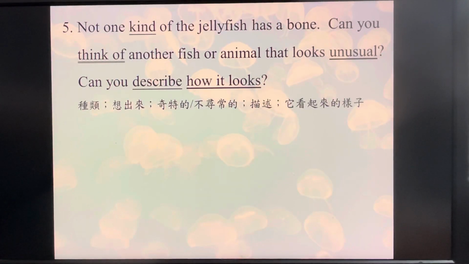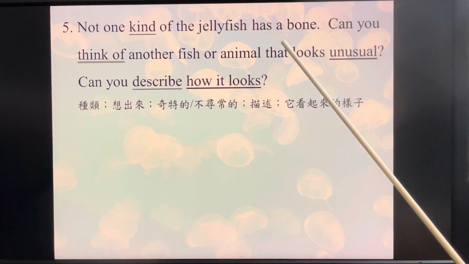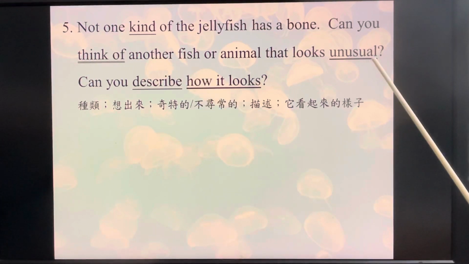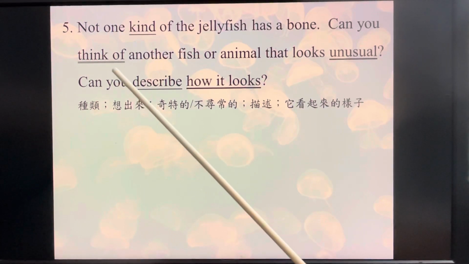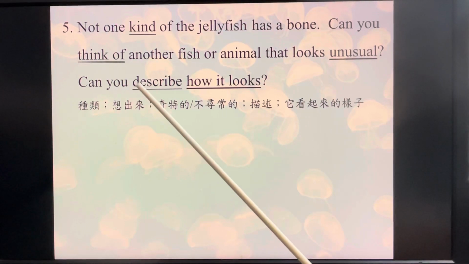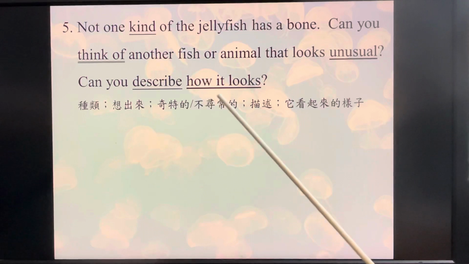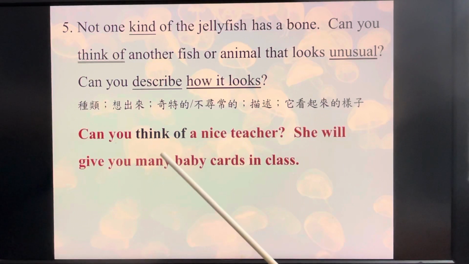Sentence number 5. Not one kind of jellyfish has a bone. Can you think of another fish or animal that looks unusual? Can you describe how it looks? So all the jellyfish have no bones. So it's a very special animal, very unusual, 奇特的，不寻常的。Can you think of another fish or another animal that looks unusual? And then if you can, you describe how it looks. 它看起来的样子。So let's look at the usage of think of.